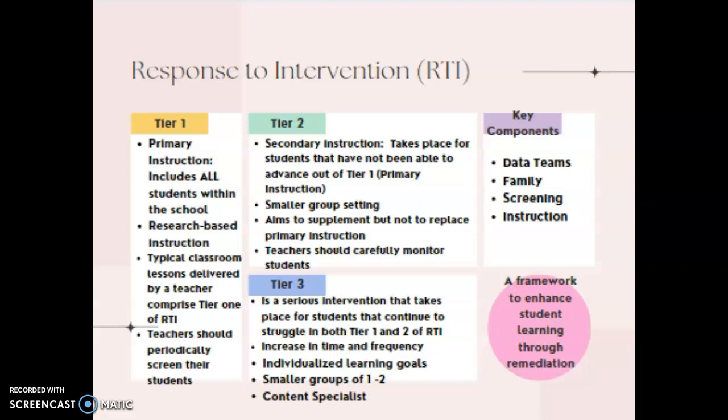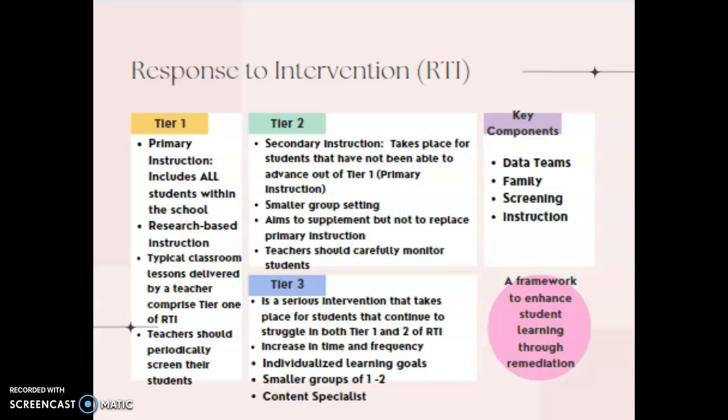Teachers must be using research-based instruction strategies. For example, typical classroom lessons delivered by a teacher comprise Tier 1 of RTI. Good teaching is the first line of defense.